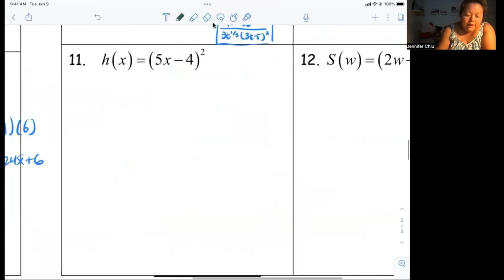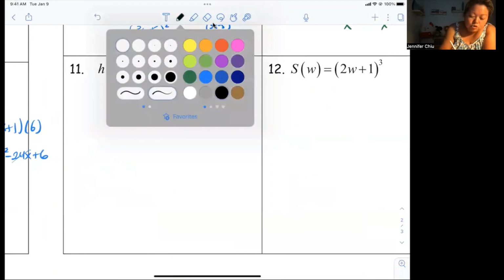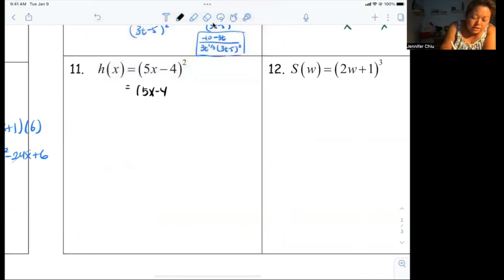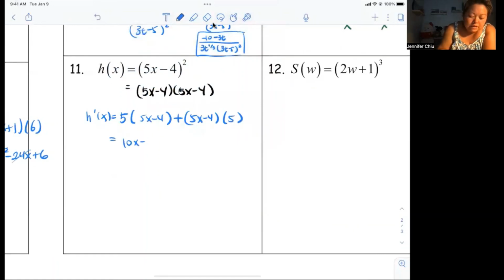Okay, what do I do here? What if I have 5x minus 4 squared? Well, then treat it like 5x minus 4 times 5x minus 4. And that way you can use product rule, right? So h prime of x equals derivative of the first is 5 times the second one, 5x minus 4. Okay, and then plus, now I keep the first one, 5x minus 4 times 5. And that would give me 25x minus 20 plus 25x minus 20. Sorry, my mind is not here. That would give you 50x minus 40 for this derivative.